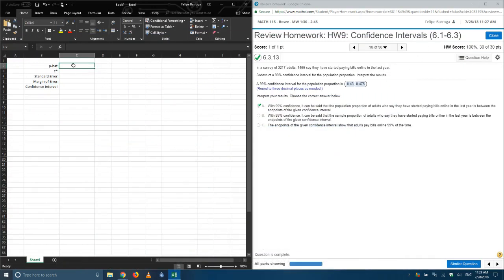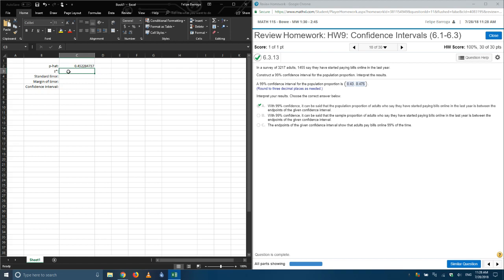Okay, so to calculate p hat, we'll divide the number of successes by your sample size.